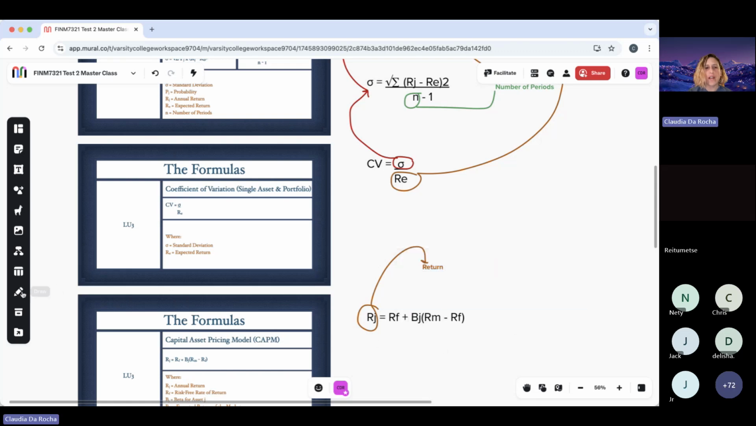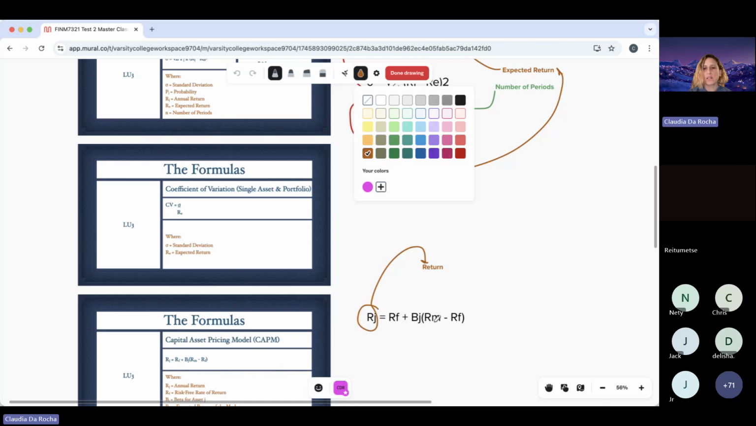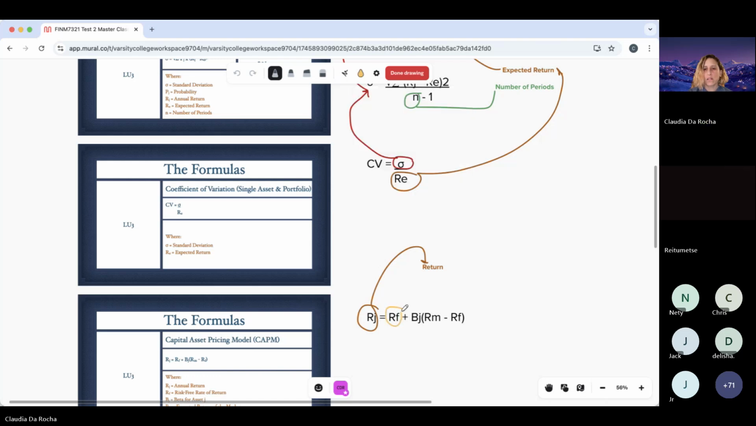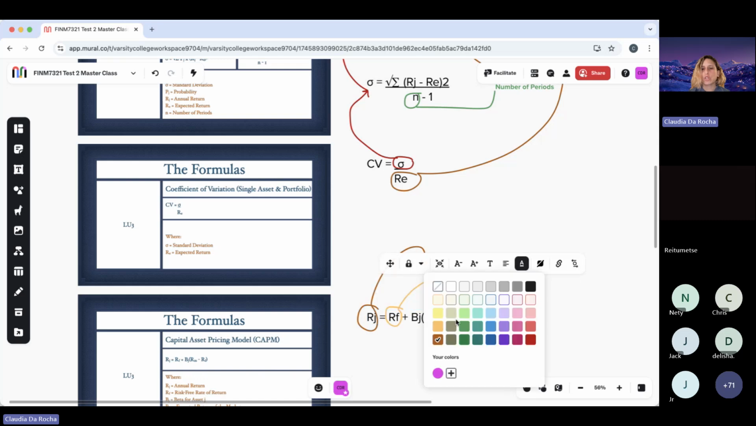Okay, then we have RF. RF is our risk-free rate. So you need to be given this number, or what can happen is you can be asked to use this formula to calculate it backwards. That's quite common actually, to use this formula and to manipulate it to calculate different items. So just watch for that as well.